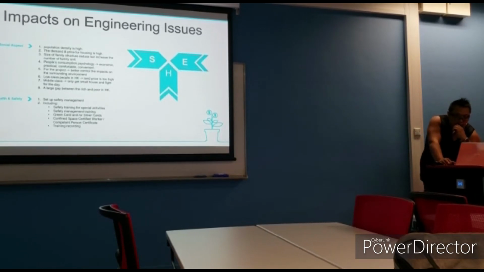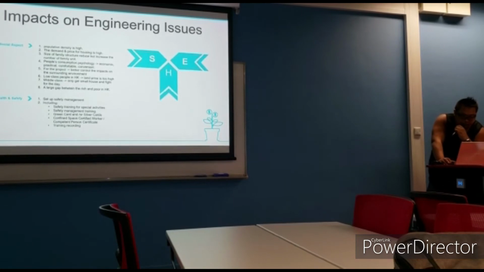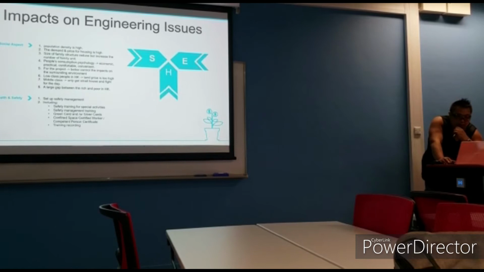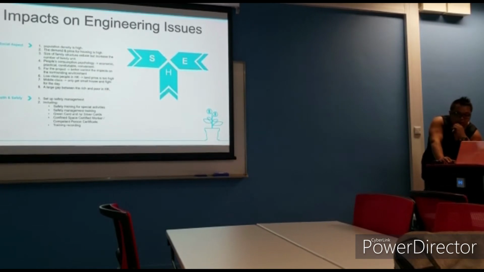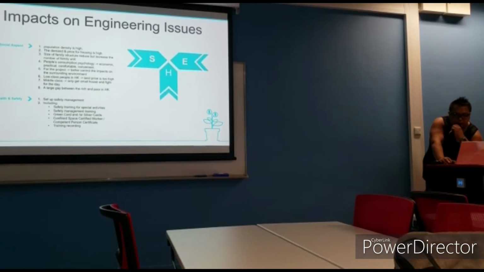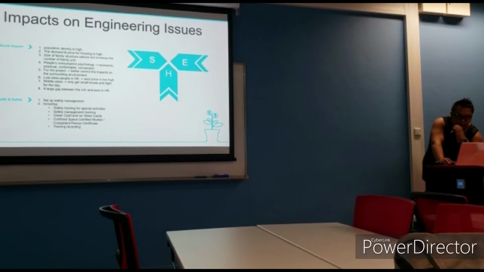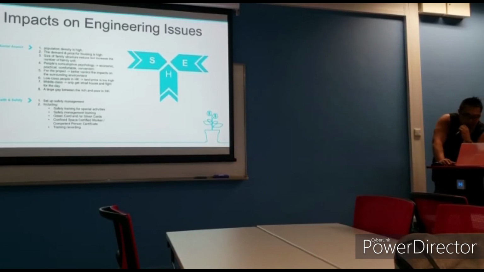But for the project, the constructor should better control the impact on the surrounding environment. The locals in Hong Kong feel the land price is too high, but for the middle class, they can buy their house, but they need to work the whole day to earn the money. Therefore, there is a large gap between the rich and poor in Hong Kong.